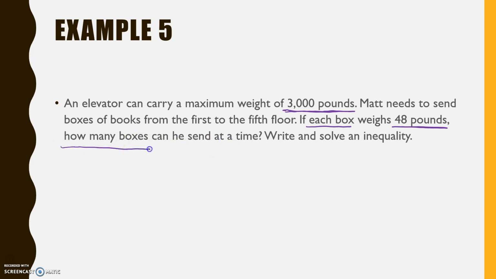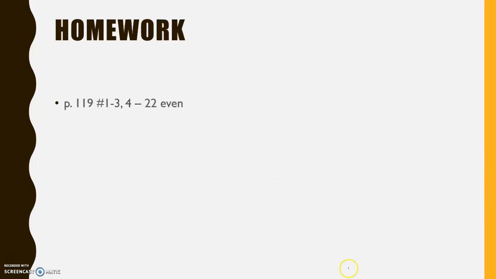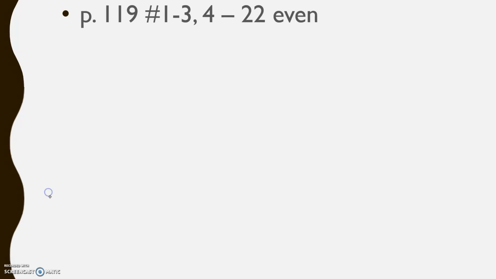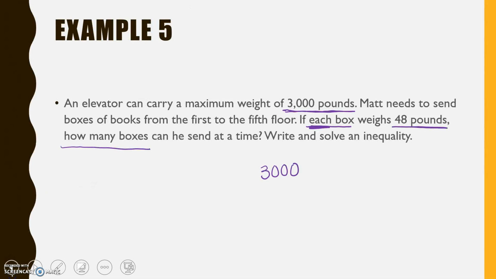So we're trying to figure out how many boxes. So we know that the maximum is 3,000. Each box is 48 pounds. So we're going to take 48 and multiply that by the number of boxes. Because if I just have one box, it would be 48 pounds. 2 boxes, it would be 48 times 2, 96 pounds, etc. But what I need to know is what inequality do I put in here?